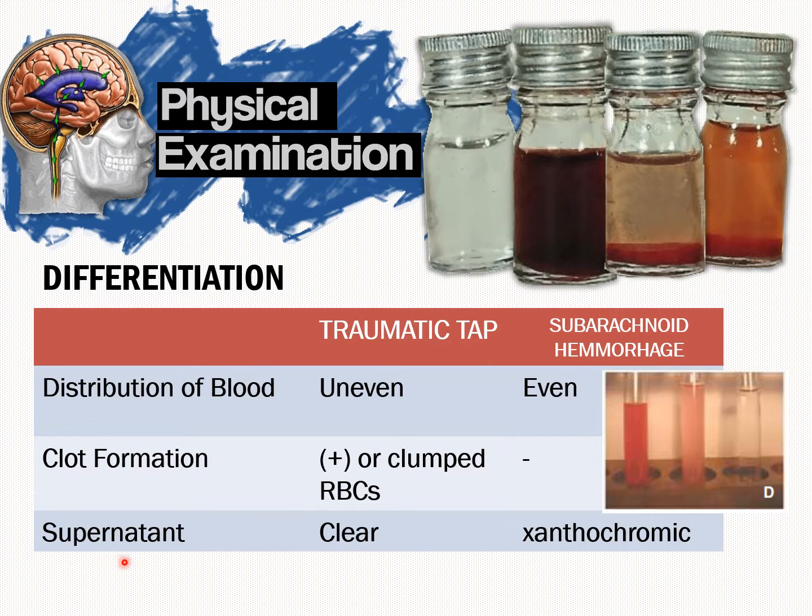And then if you look at the supernatant, in a traumatic tap it will be clear, meaning after you centrifuge it, the red blood cells will settle down and then you will see the supernatant as clear. But for subarachnoid hemorrhage, even if you centrifuge, it will still be the same because what you have actually is already hemolyzed red blood cells. Those are already hemoglobin from the bleeding in the subarachnoid space.